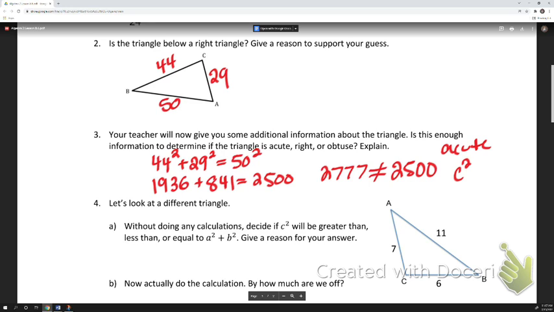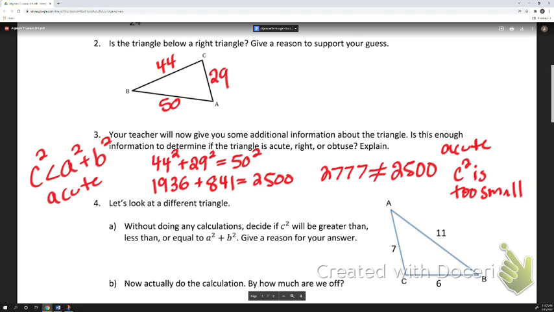because c squared is too small. So what's happening here is that when c squared is less than a squared plus b squared, we have an acute triangle. And this is one of the rules you learned back in geometry. It was first semester of geometry, so maybe you forgot, but that's okay.